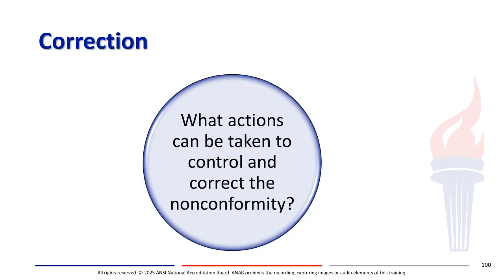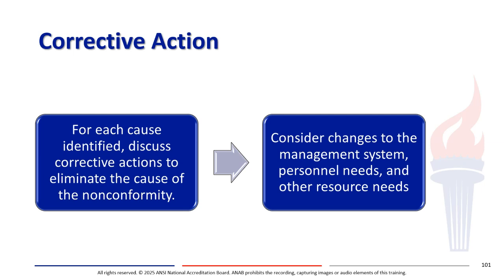Correction tells us what actions can be taken to control and correct the nonconformity. Next slide, please. Corrective action: for each cause identified, discuss corrective actions to eliminate the cause of the nonconformity. This will consider changes to the management system, personnel needs, and other resources needed. Next slide, please.